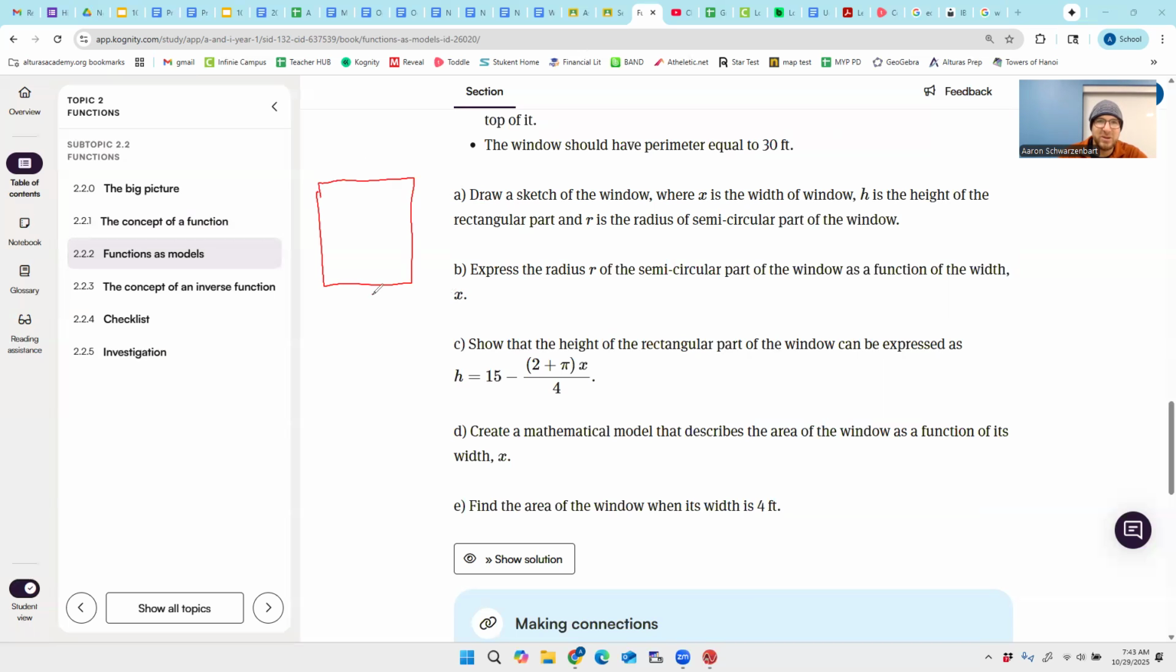Where x is the width of the window and h is the height. So the radius here is going to be x over 2. So express the radius as a function of the width, show that the height of the rectangular part can be expressed as the following. So we know that the perimeter is 30. And there's one x plus two h's going around the perimeter and a semicircle.